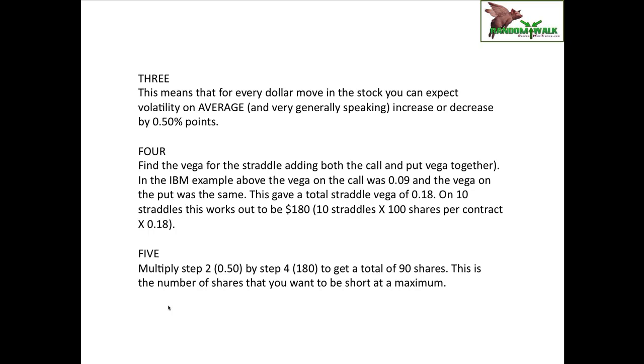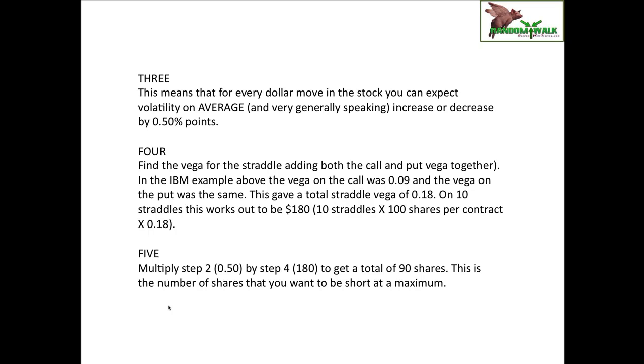So basically, if in step number 4 we have a total straddle vega of 18 on 10 straddles, this works out to be about $180. What this means is that if the volatility changes by 1 point, the value of your straddle will increase or decrease by $180. The value of your 10 straddle position will increase or decrease by about $180 per volatility point.